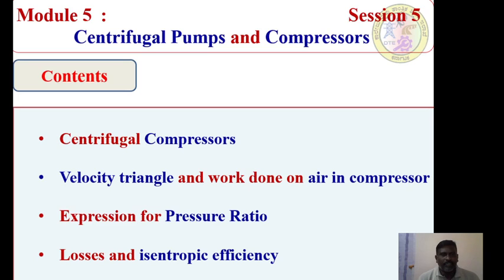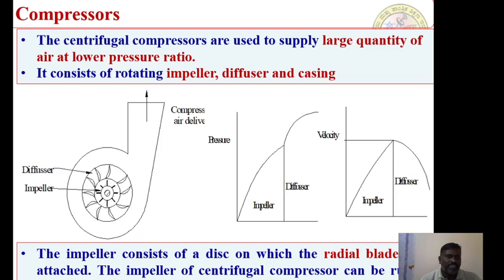In this session, I would like to concentrate on centrifugal compressors, velocity triangle or work done on air in a compressor, expression for a pressure ratio, losses and isentropic efficiencies in centrifugal compressors. A centrifugal compressor is a machine which is used to supply a large quantity of air at a lower pressure ratio.